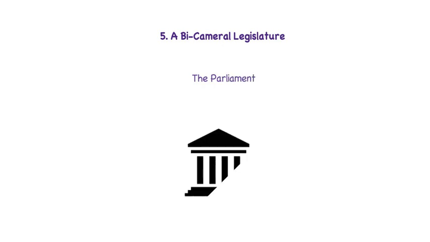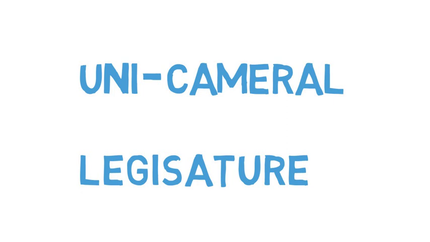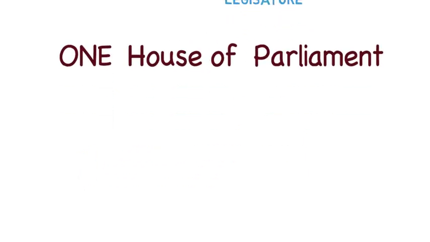5th, there is a bicameral legislature. The legislature is divided into 2 separate assemblies, otherwise known as chambers or houses. An upper house of nominated senators, known as the Senate, and a lower house of elected representatives, called MPs, members of Parliament, known as the House of Representatives. The exceptions to this are Guyana, Dominica, St. Vincent and the Grenadines, St. Kitts and Nevis, all of which have a unicameral legislature, that is, 1 House of Parliament.